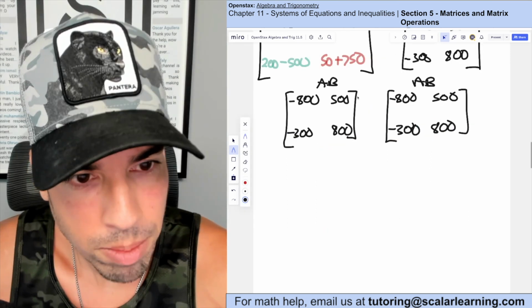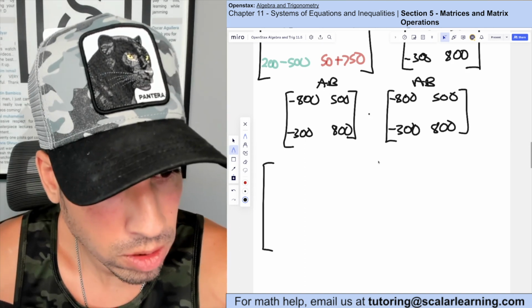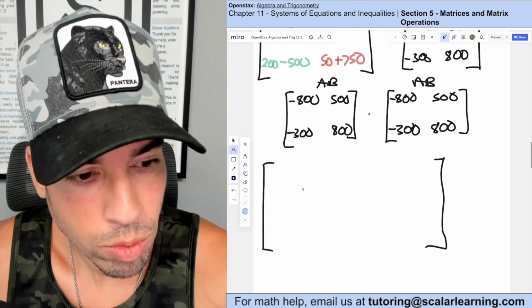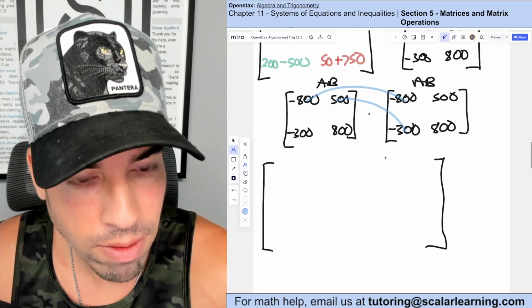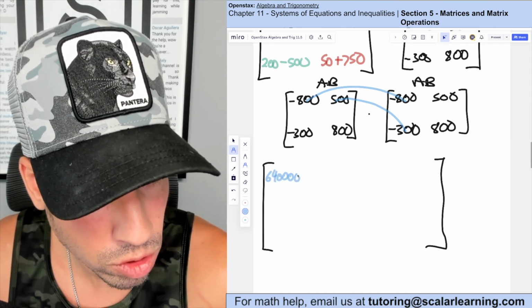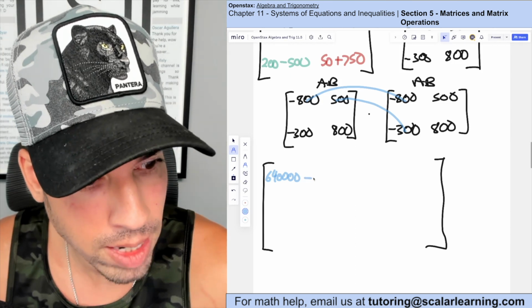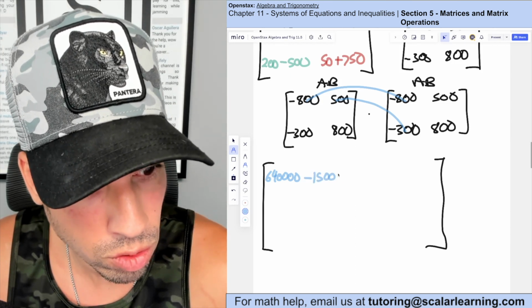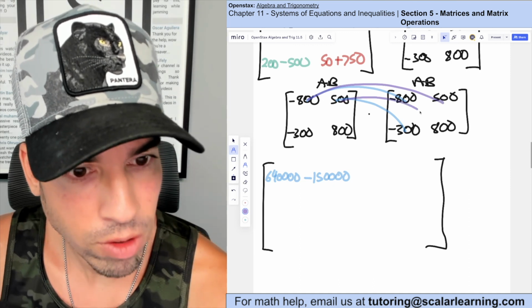Now that we have AB, we can do AB times AB, which is AB squared. So let's write out a matrix. And these are going to be pretty big values, so we got a lot of room. So let's begin. Negative 800 times negative 800 plus 500 times negative 300. That's going to be 640,000, and then positive because the negatives cancel, and then minus 150,000.